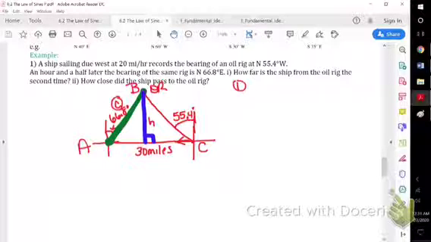But I do know, remember about alternate interior angles? So I know that this angle right here in the bottom left is 66.8 degrees, which means this angle right here is also 66.8 degrees. And that means this angle right here is 23.2 degrees. And we know this is a 90 degree then.